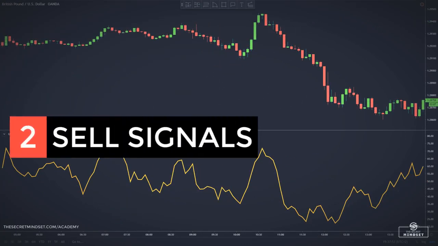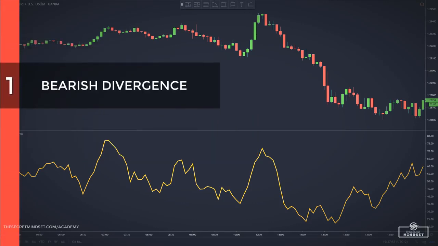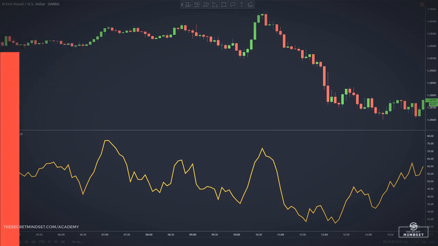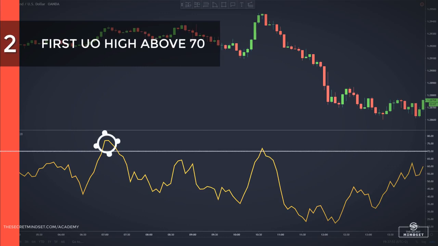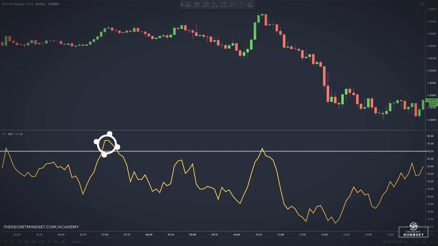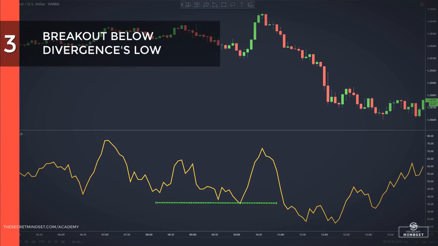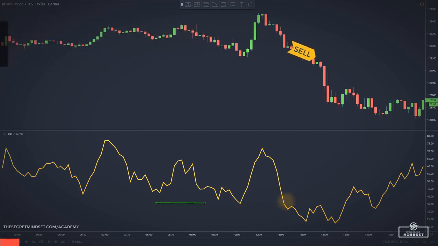Williams created the same three-step method for sell signals. First, a bearish divergence must form. This is when the price makes a higher high, but the indicator is at a lower high. Second, the first high in the divergence, the higher one, must be above 70. This means the divergence started from overbought territory and is more likely to result in a downside price reversal. Third, the ultimate oscillator must drop below the divergence low. The divergence low is the low point between the two highs of the divergence.